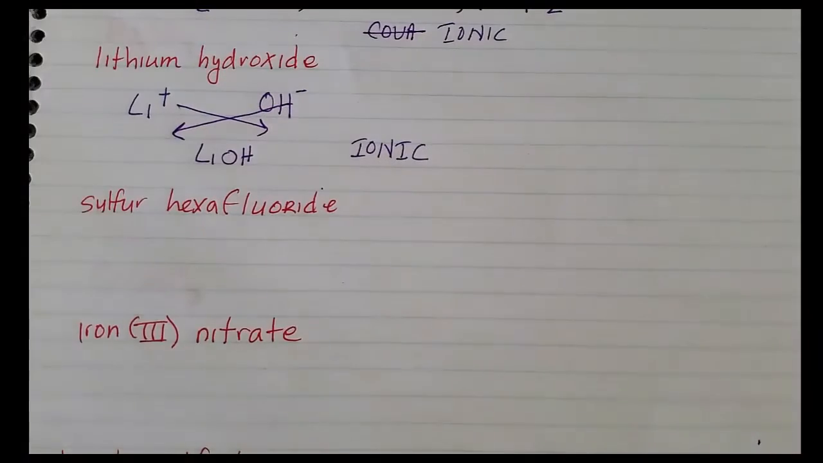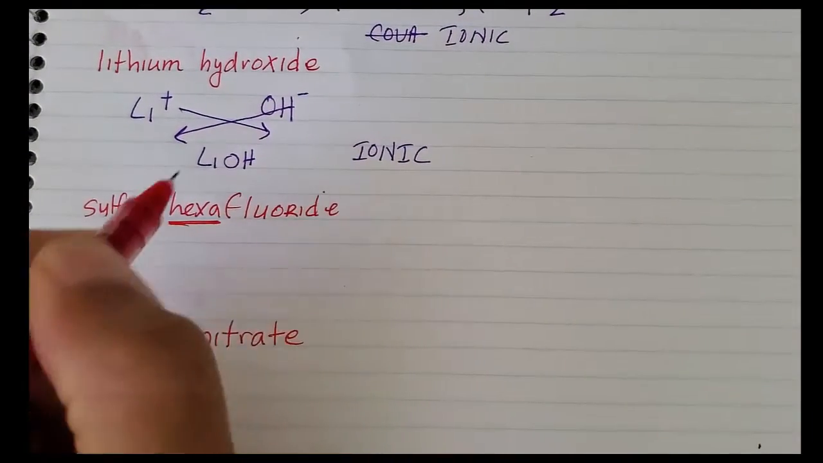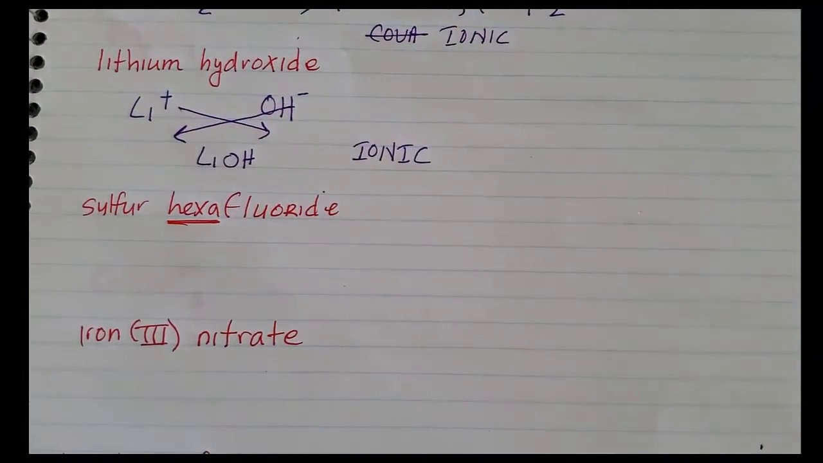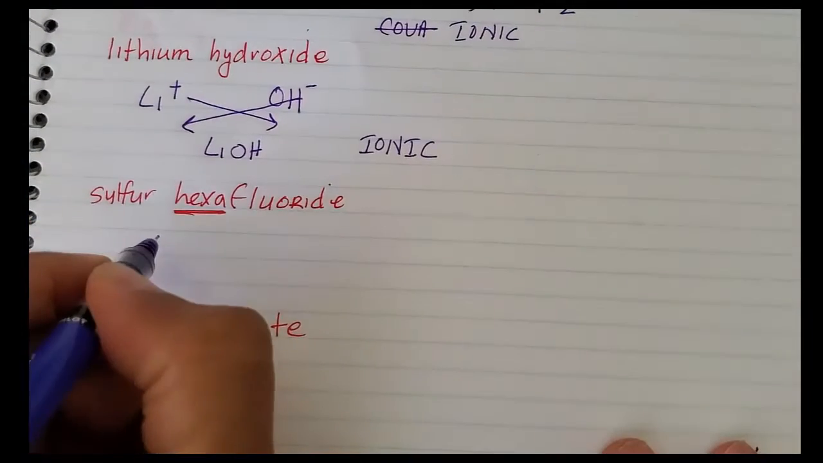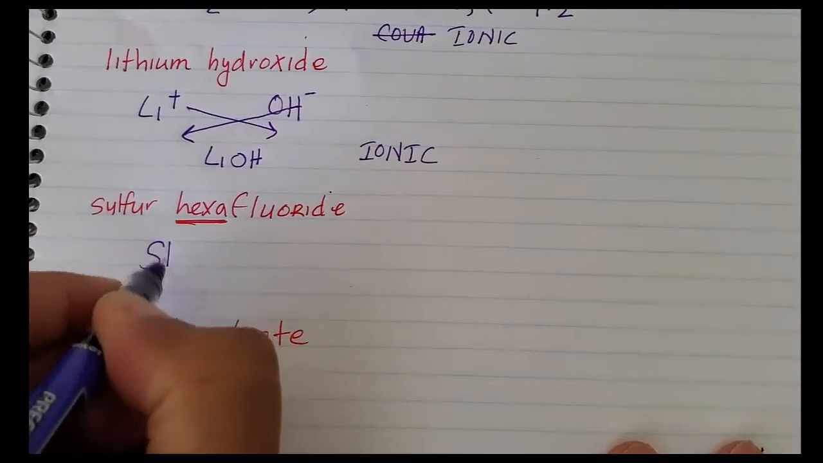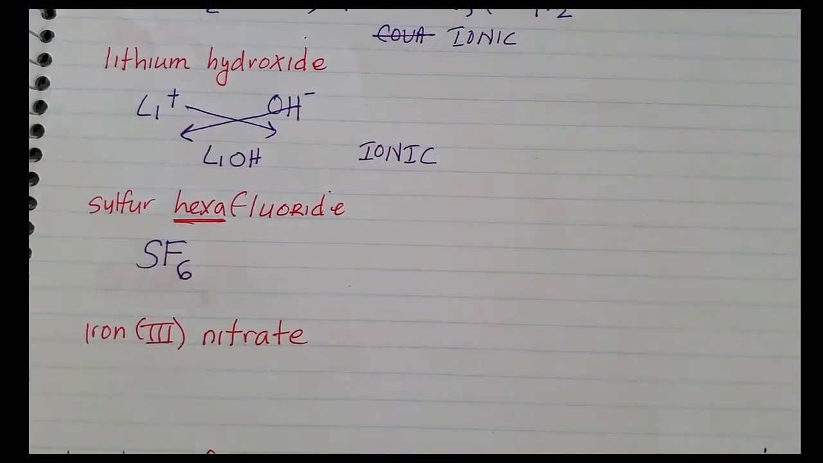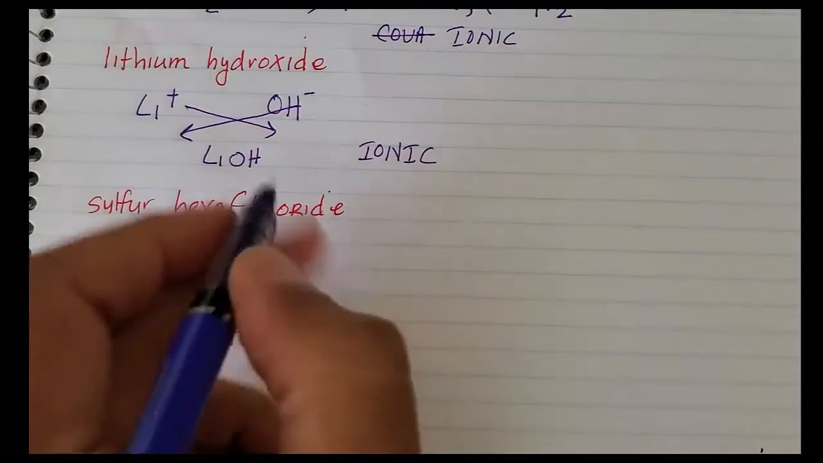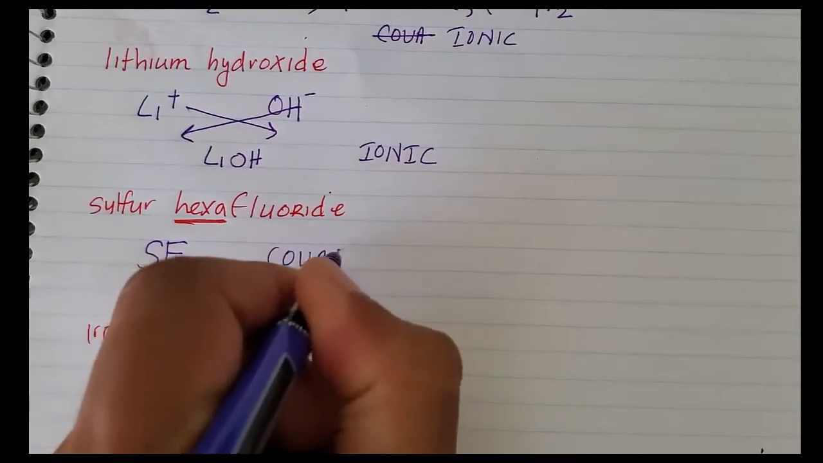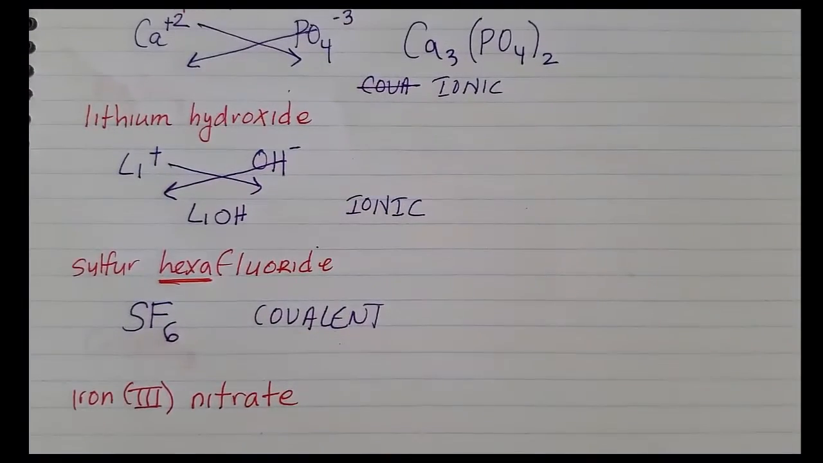All right, another big key to tell you whether it's ionic or covalent are these prefixes. So hexa is a prefix for 6. You may have heard of hexagon. So sulfur is S. Fluoride represents fluorine, which is F. And hexa is designated 6. So this is a covalent compound. It's a sharing of electrons, as opposed to the above two examples, which are a transfer of electrons.